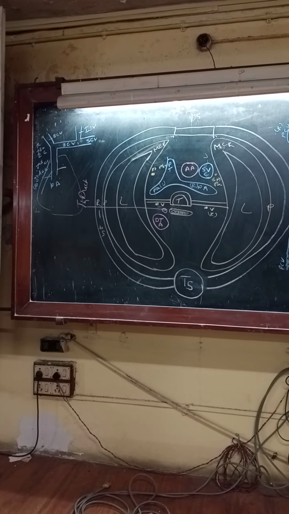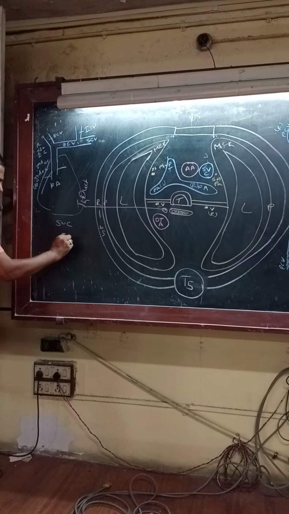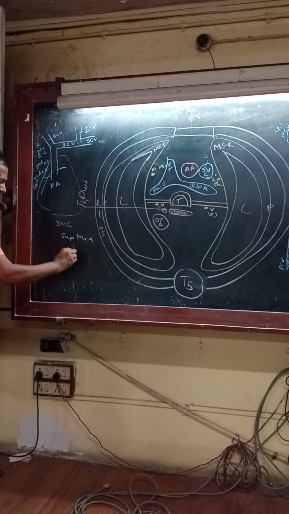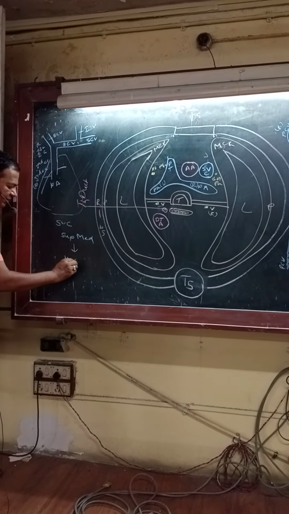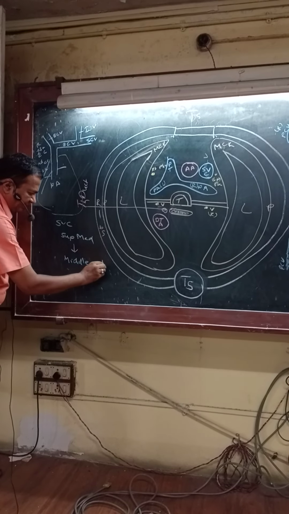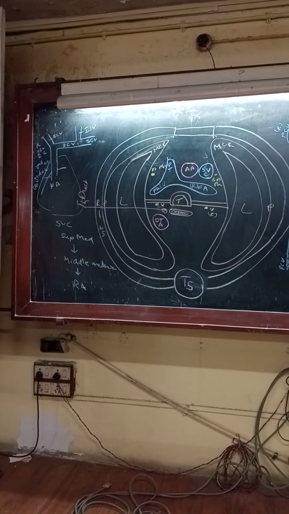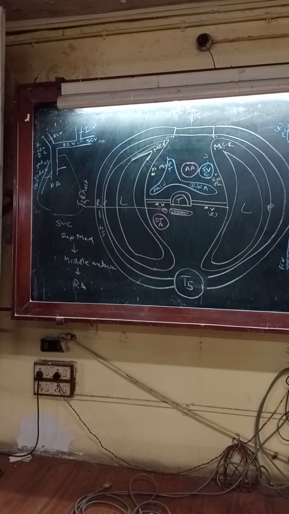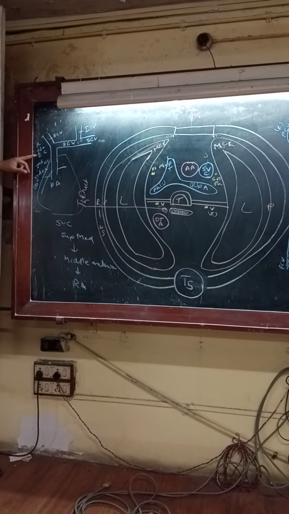Brachiocephalic veins are formed behind the medial end of the clavicle. Both the brachiocephalic veins unite behind the right first costal cartilage. Also, you can talk about the course of the SVC. It is formed in the superior mediastinum, right? And from the superior mediastinum, it enters the middle mediastinum, and then enters the right atrium, right? Superior mediastinum to middle mediastinum. We have described the levels also.